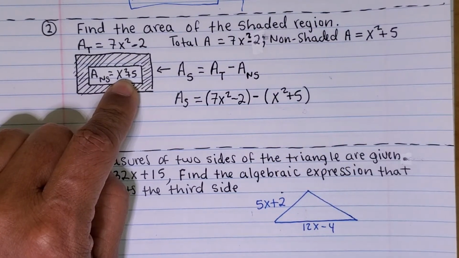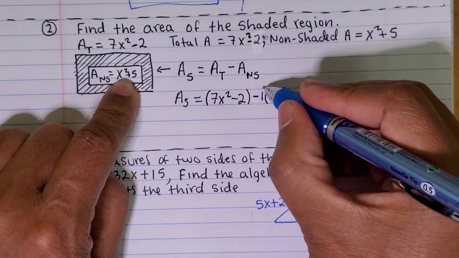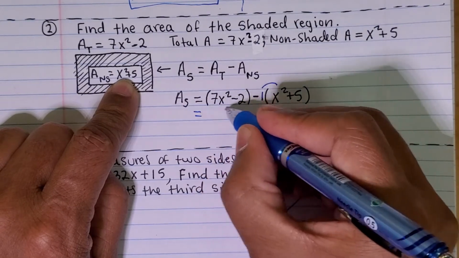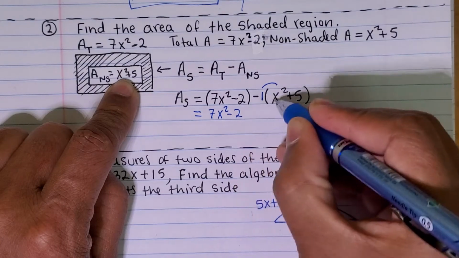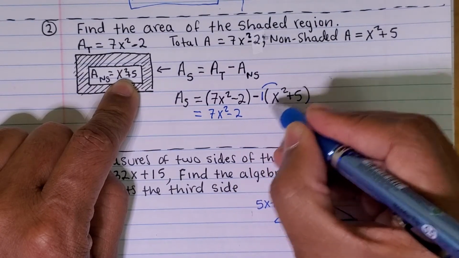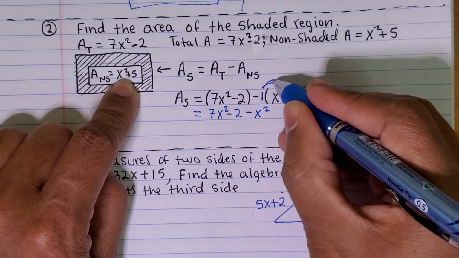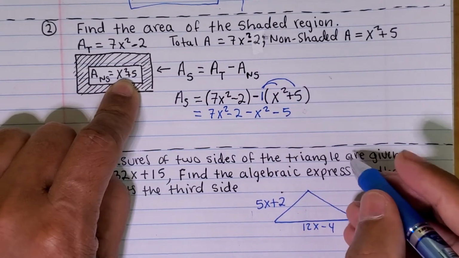And now, don't forget, there's a negative 1 implied. So we need to distribute that negative 1. So I'm going to remove the parentheses. So this will be 7x squared minus 2. And now I'm distributing negative 1 times x squared, which is going to be negative x squared. Negative 1 times positive 5, that's going to be negative 5 or minus 5.